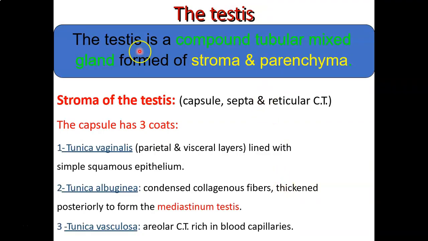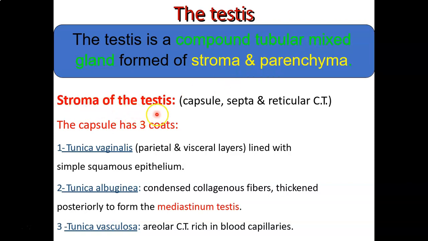The testis is a compound tubular mixed gland. Compound, so it is formed of a duct system. This is the word compound. Tubular means that the secretory unit is tube-like. Mixed, as it is formed of both endocrine and exocrine parts. The endocrine part secretes male sex hormone, while the exocrine part secretes seminal fluid.